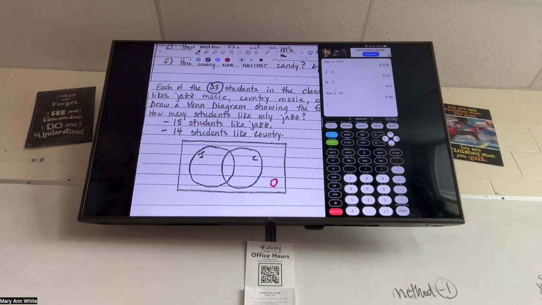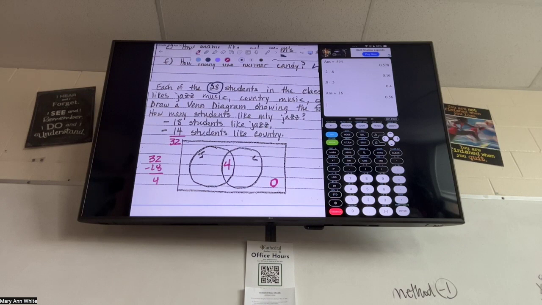It says 18 students like jazz, 14 students like country. Okay. How many total kids or how many total like votes is that? 32. Okay. And do I have 32 kids? How many kids voted twice? Where'd you get 4 from? 32 minus 28 is 4. So if I have 18 and 14, then that means 32 hands were raised, which means 4 of them raised it twice. So 4 is in the middle.